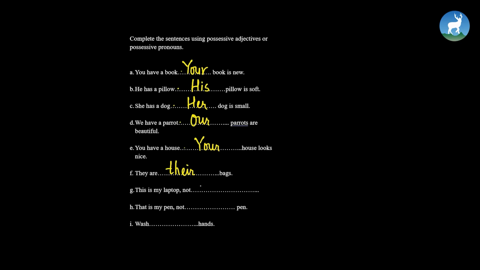This is my laptop, not yours. This is my pen, not your pen. See the difference? Here we are using possessive pronoun yours to omit using the word laptop repeatedly and to make the sentence shorter. But in the next sentence, we're using possessive adjective before a noun. Okay? So before a noun, we always use possessive adjective. Wash your hands.